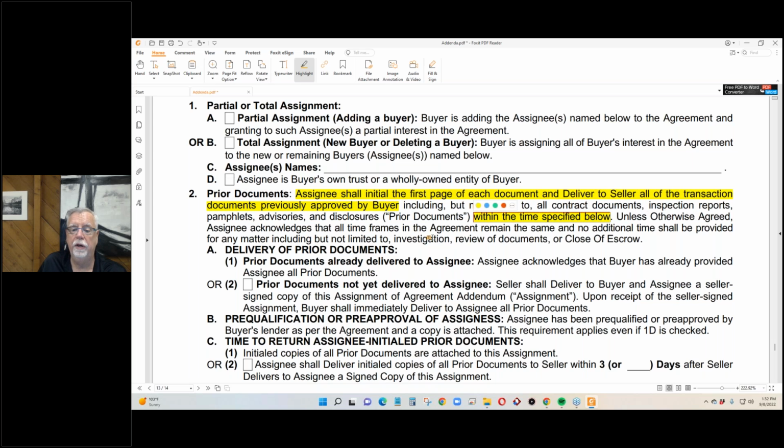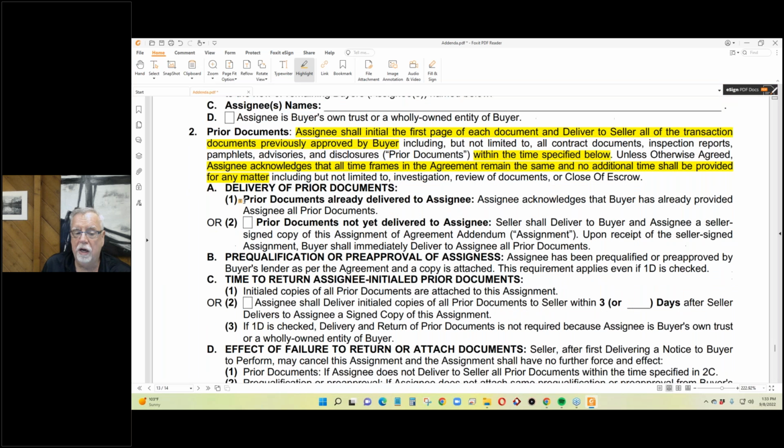Unless otherwise agreed, assignee acknowledges that all time frames remain the same and no additional time shall be provided for any matter. Right. So if you've got a 17-day inspection contingency and it's day 16 and you're assigning it, the assignee doesn't say, well, wait a second, I want a couple of weeks to think about this. So have those documents.